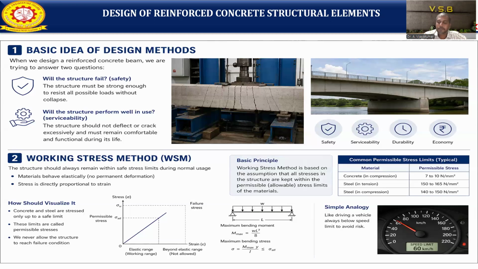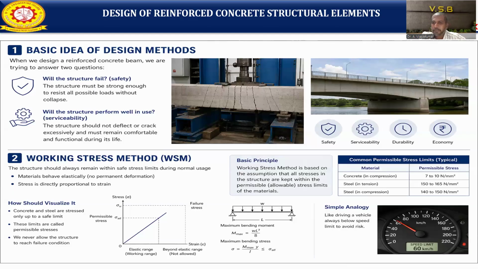After loading, the steel is also going to be stressed. Both concrete as well as steel are stressed only up to the safe limit, where the stress is within the safe limit. That is what is called the working stress method. These limits are called permissible stresses. We never allow the structure to reach a failure condition. We cannot allow it beyond the safe limit. That is the permissible limit.